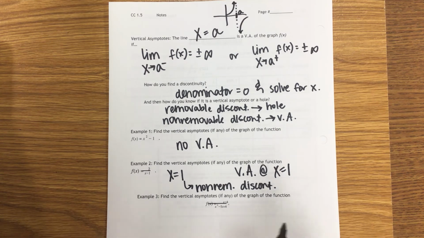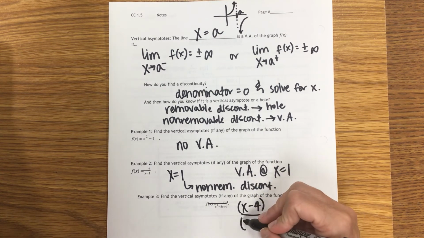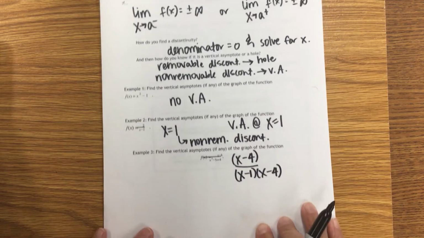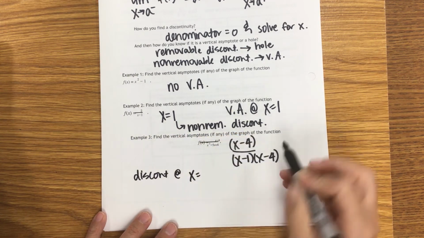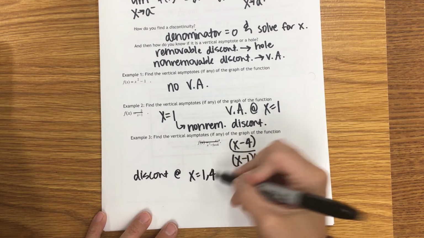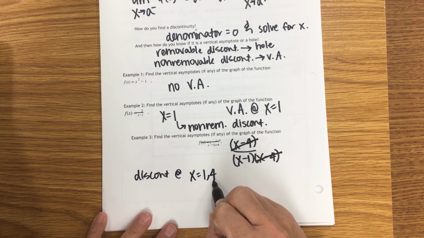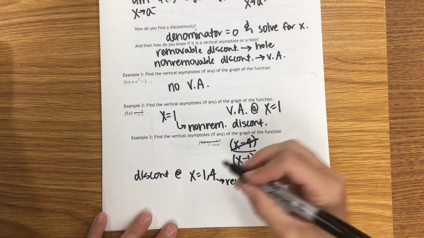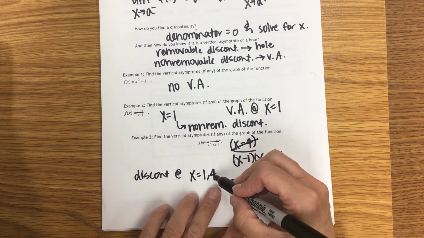Now this one, again, it printed weird, and I don't know if it printed like that on yours, but it did on mine. So I am going to simplify this. Looks like I can factor the bottom. Okay, so there are 2 discontinuities. Looks like there's one at 1 and 4. All right, if I simplify, I can cross out 4. That means 4 is removable. A removable discontinuity is a hole. So we know for this graph, there's a hole at 4.